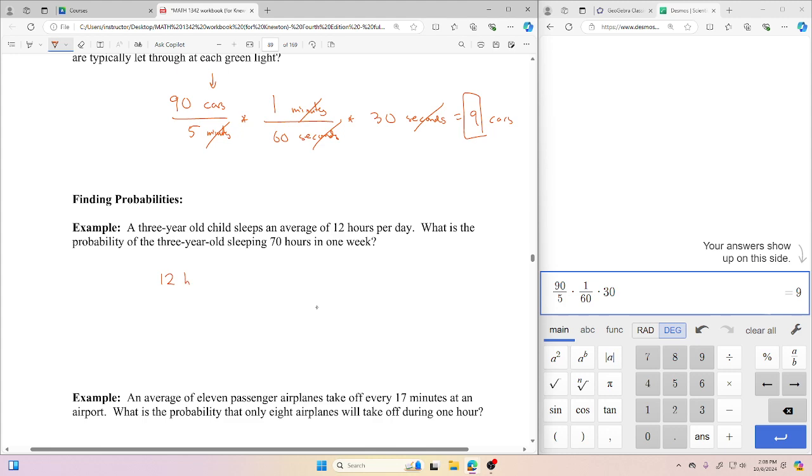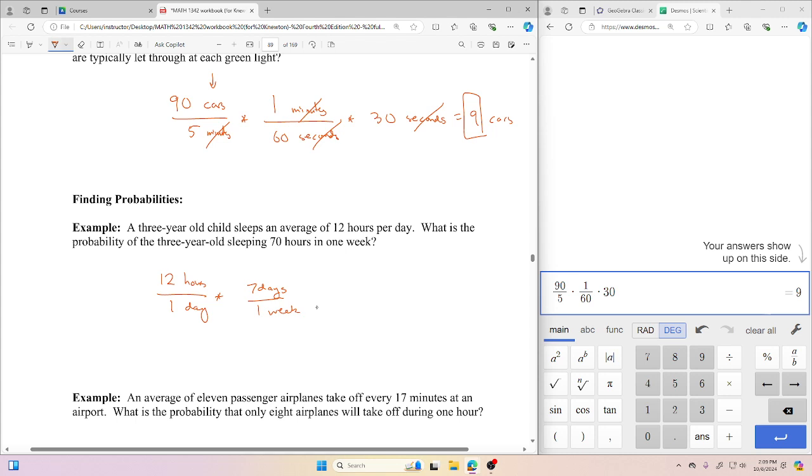So I got 12 hours in 1 day. But then I have 1 day is 24 hours, right? No, we're turning it into weeks. Aren't they talking about weeks right there? Okay, sorry, that was weird. So it's not 1 day. How many days? There it is. 7 days in 1 week, right?